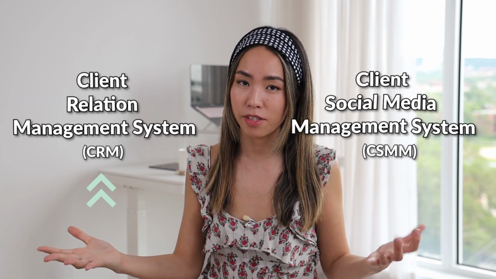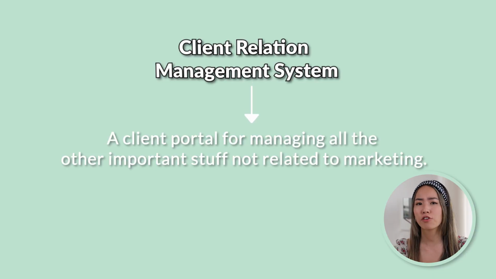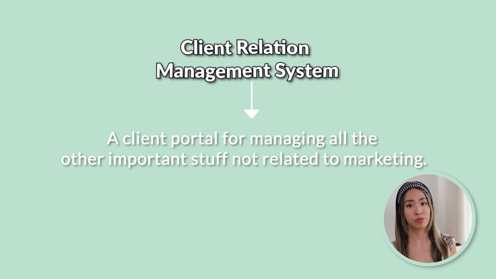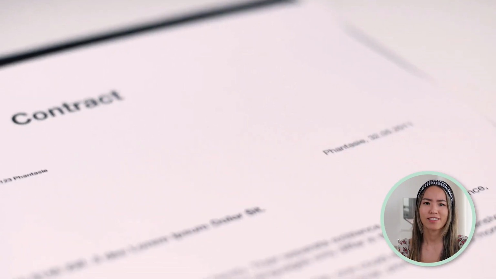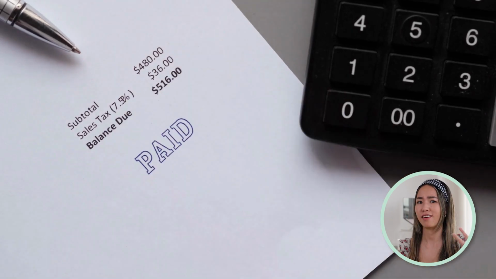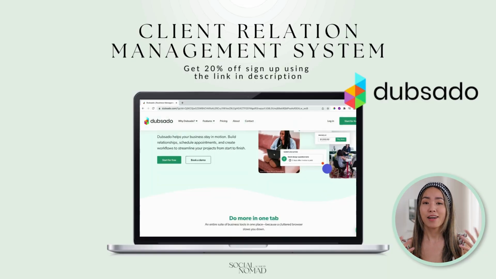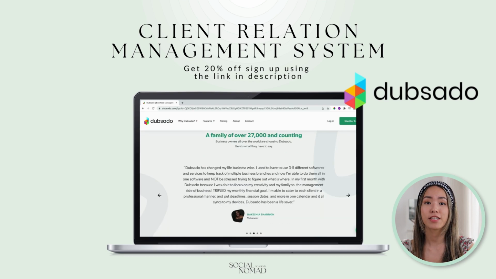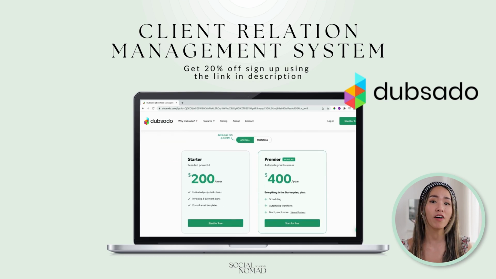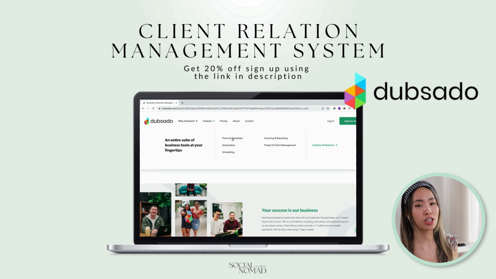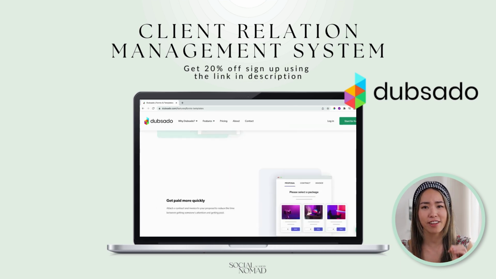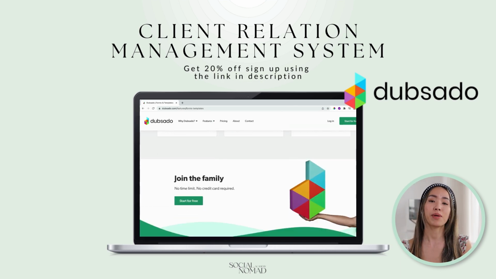Besides CSMM, you also need to set up a CRM system. Now, a CRM system is basically a client portal where you can manage all the other important stuff that's not marketing related. Stuff like contracts, proposals, invoices, appointments, emails, and any other important documents. For me, I personally use Dubsado as my CRM system because it's an all-in-one tool with so much customization, and I love that I can automate my workflow, which saves me a lot of time.